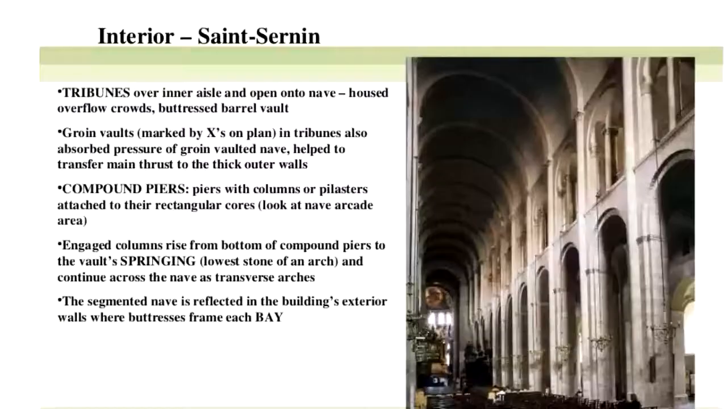So this is a view from the inside. We've talked about the groin vaults, which are marked with the X's on the plan. We talked about the compound piers, which is a wall within a pier column. We talked about the base and all of this. So this is sort of a view from inside to the transverse arches.